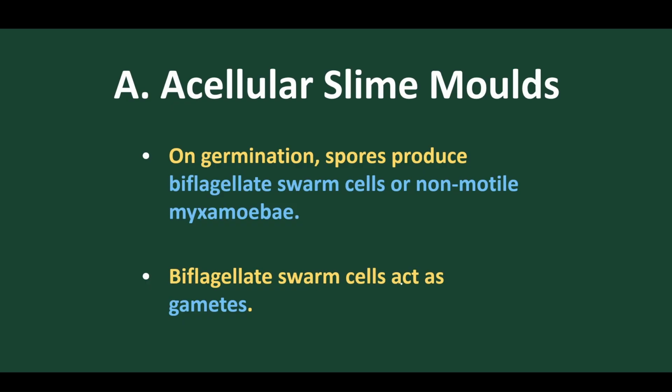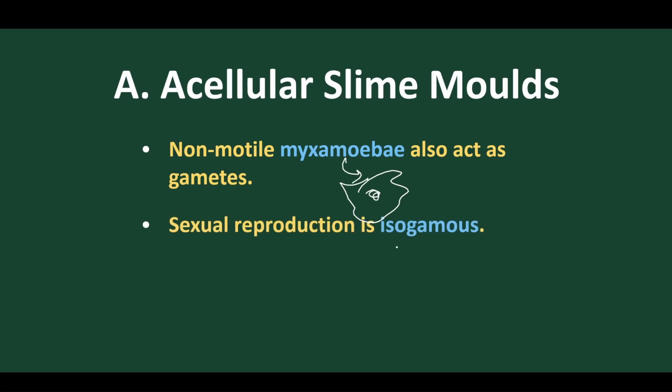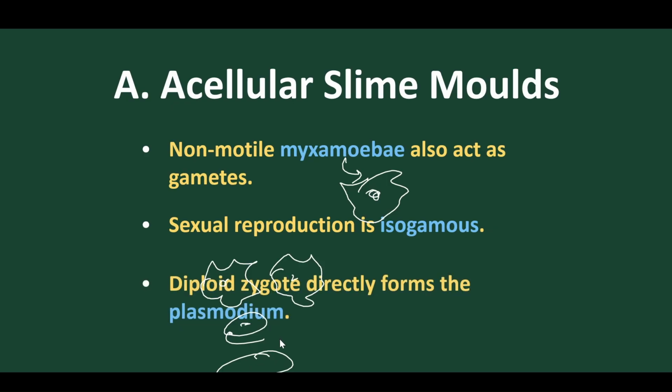So biflagellated swarm cells act as gametes, as we just discussed, and also non-motile myxamoebae. So sexual reproduction is isogamous, meaning the union of myxamoebae or the union of swarm cells; normally they are of this type.